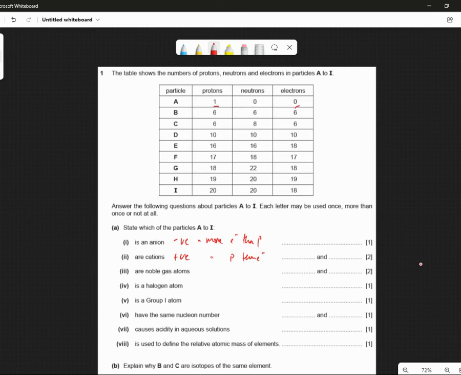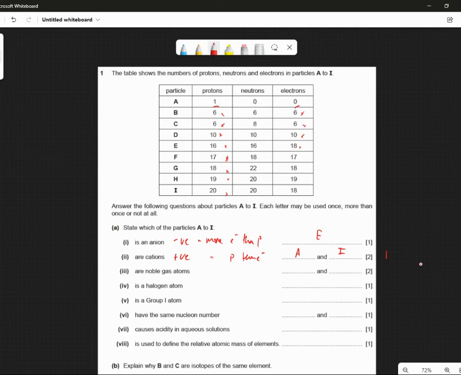So let me put a 1 here. Oh, which one is that? A is that. B, they have the same, so that's neither. C, they've got the same. D, they've got the same. E, there are more electrons than protons, so that's negatively charged. So E is an anion. F, they're the same, they're the same, they're the same. I, there are more protons than electrons, so I is a cation.